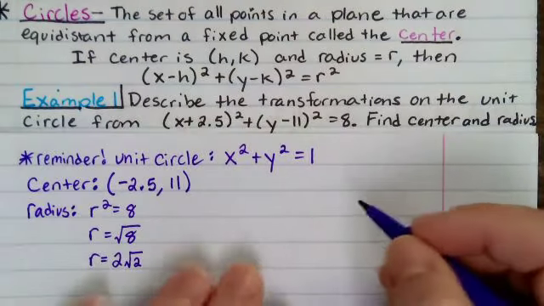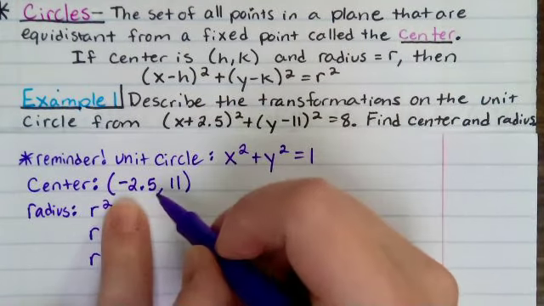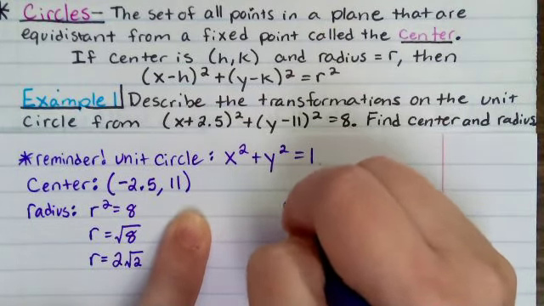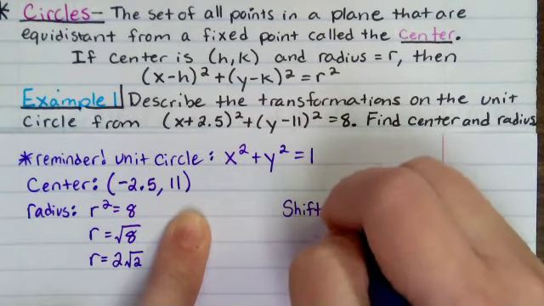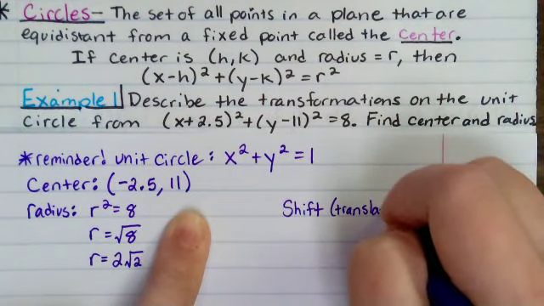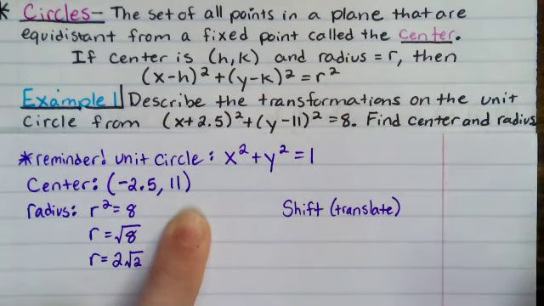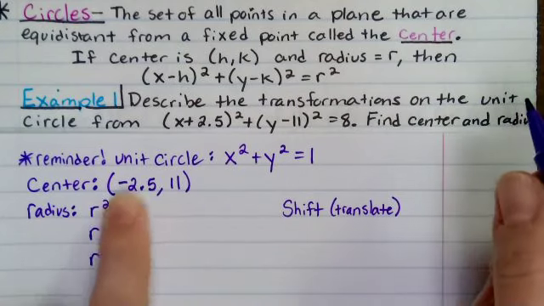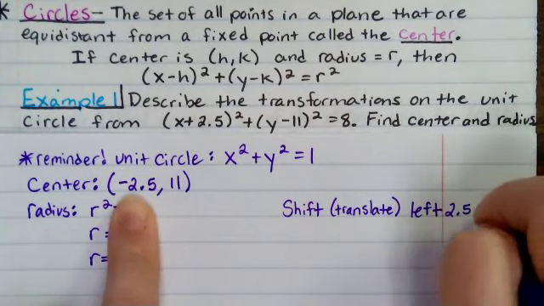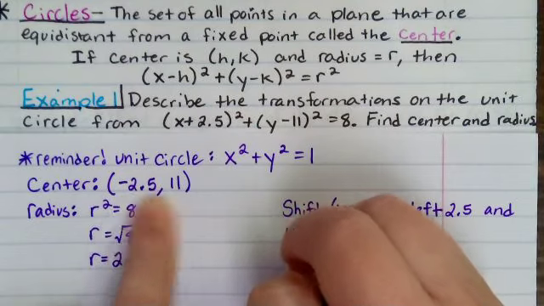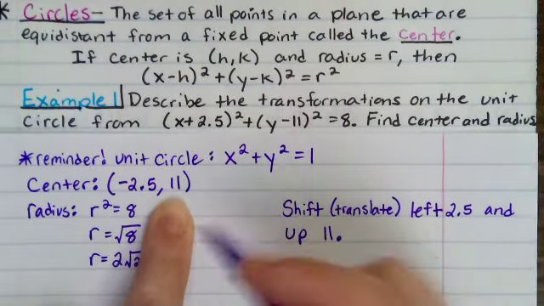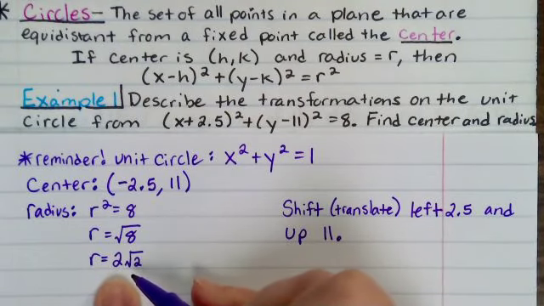So we should be able to see, because our center is at negative 2.5, 11, our transformations are that it shifted, or translated, right? That's the fancy word for it. So we have that it shifted to the left 2.5 and up 11, just from seeing that center. And then my radius is 2 square root 2.